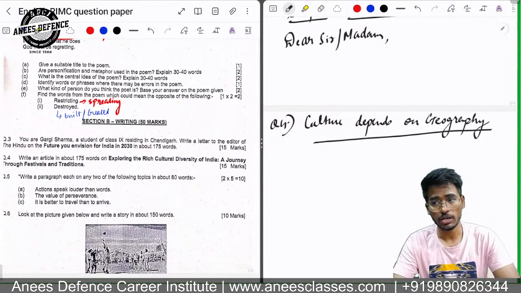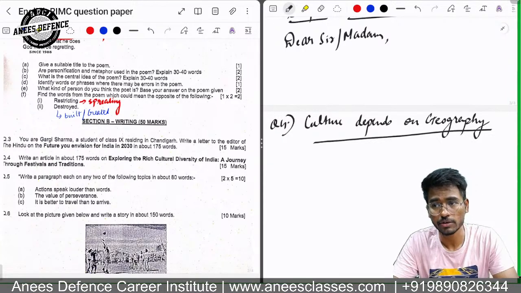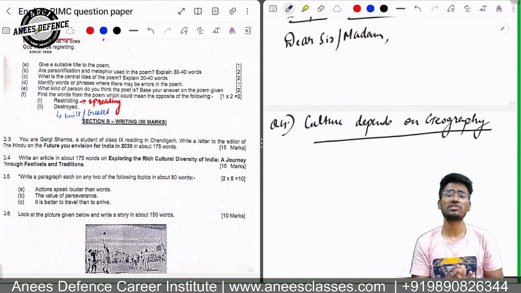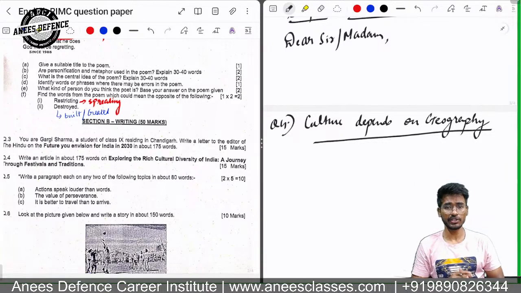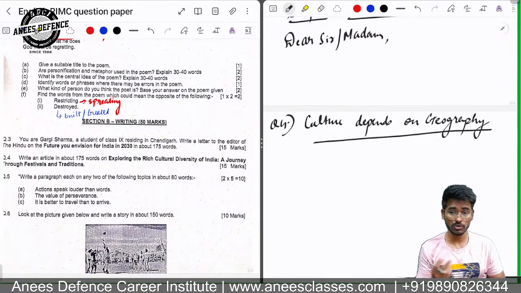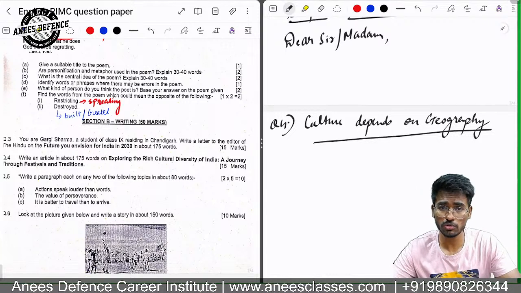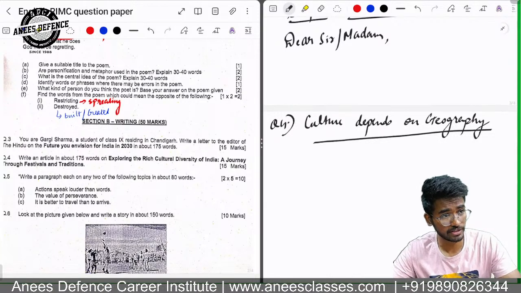You can start your article with this line, that culture depends on geography. Also, you can mention the rich cultural diversity of India, like the traditions in northern India, western India, eastern India, and southern India. You can discuss different cultures. You can write about different religions also, because there are many religions which people practice in India, and they live together despite the diversity. There is a lot of cultural diversity in India, even then the people are living together.